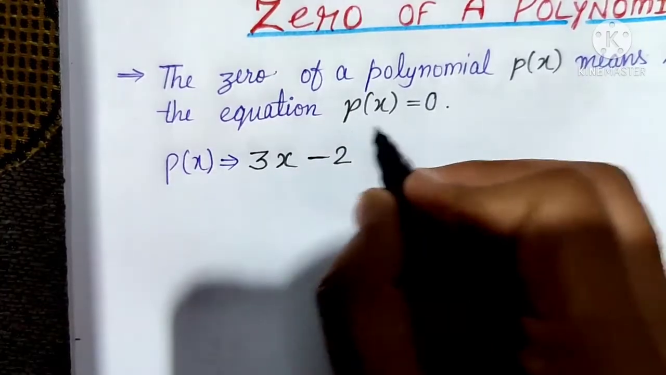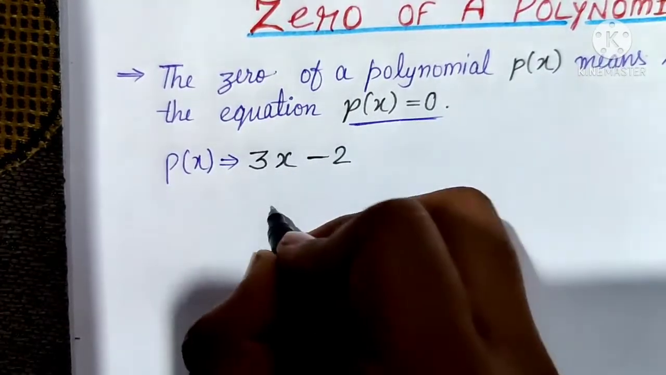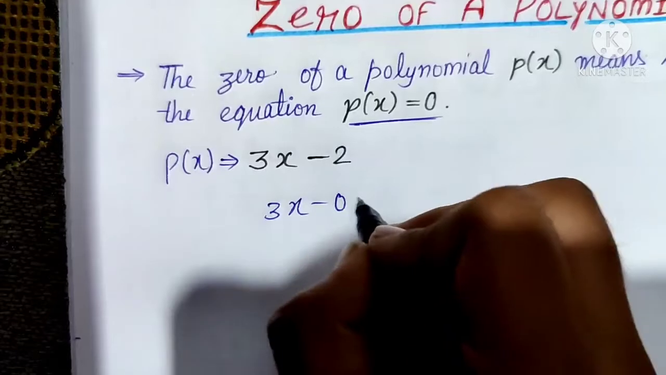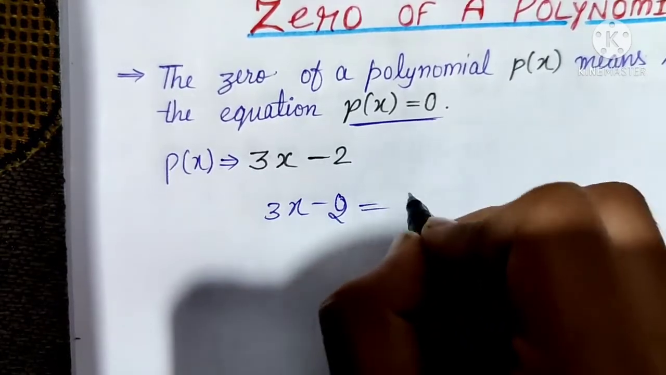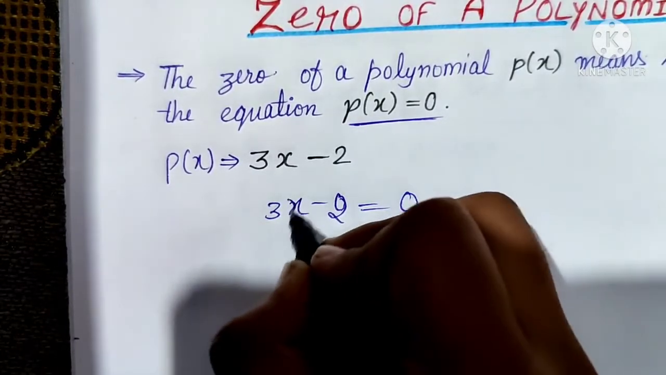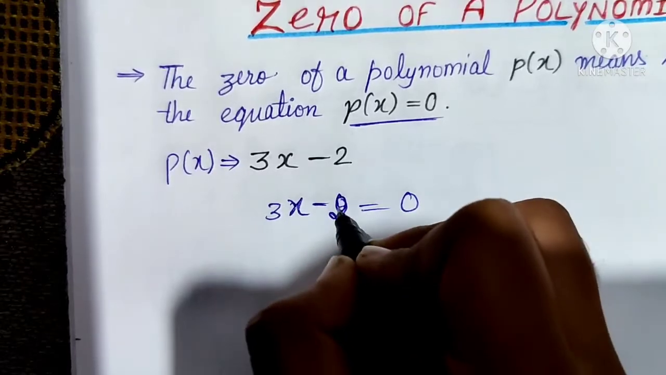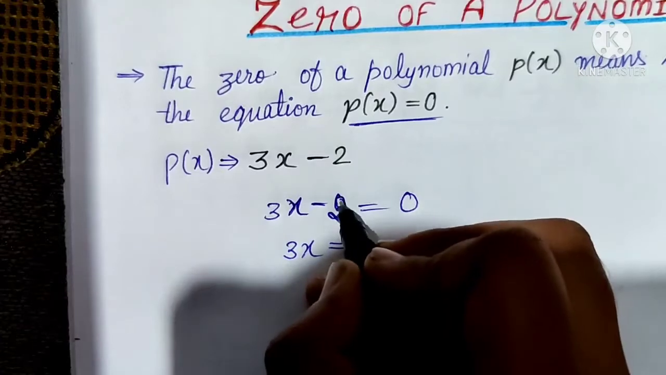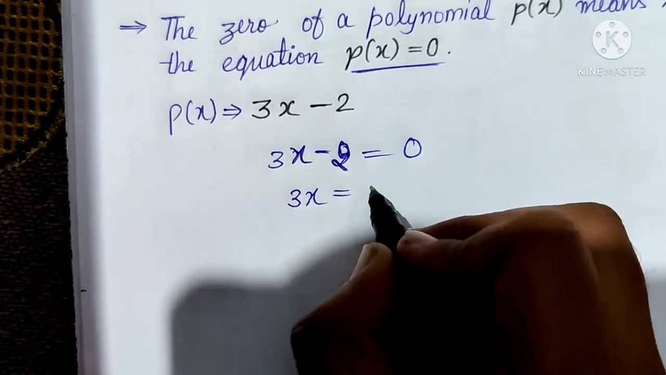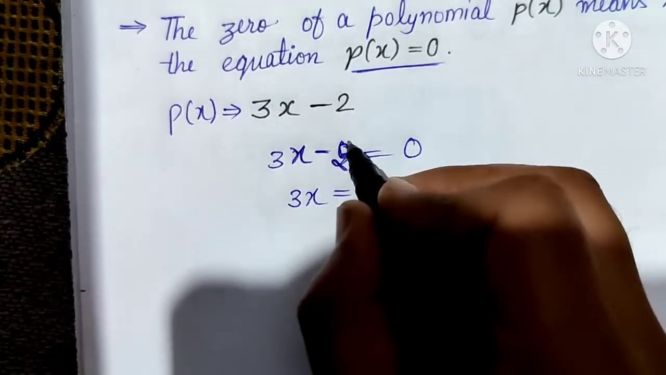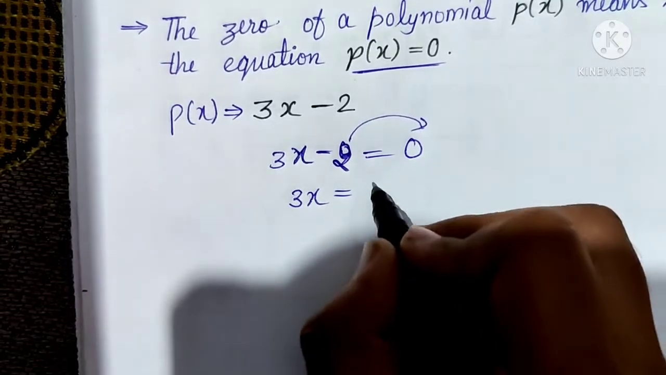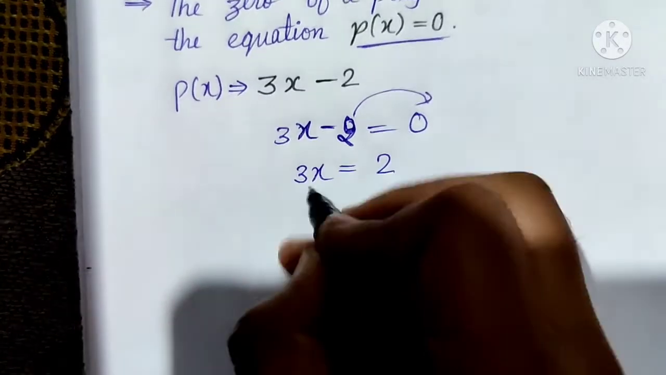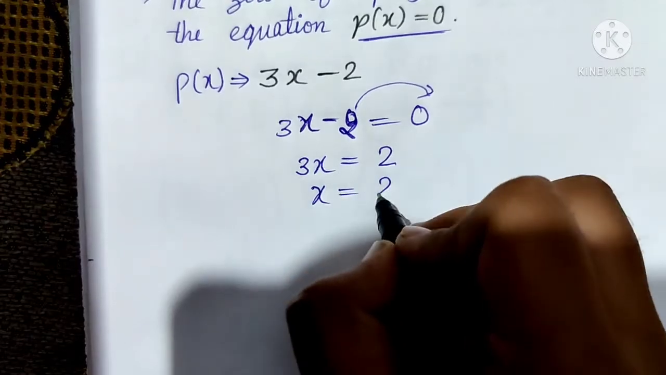So how can I solve? As I said, p(x) equals 0. So I can say 3x minus 2 equals 0. Now what will happen? Just check here. I will keep 3x here only and I will take this to the right hand side. This is minus 2, so when it goes to the right hand side, it becomes plus 2. Now x I will keep here only and 2 I will keep here.